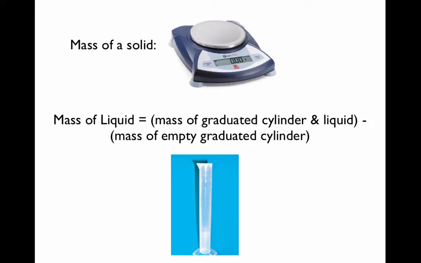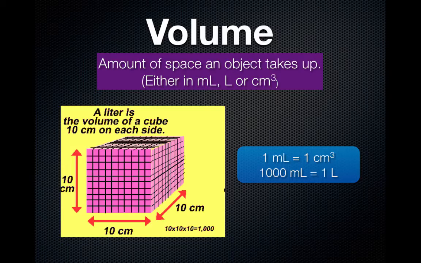So in this scenario, we're going to be using a graduated cylinder. You need to measure the mass of the empty graduated cylinder, and then you need to measure the mass of the graduated cylinder with the liquid. Then you would subtract the mass of the empty graduated cylinder from the mass of the graduated cylinder and the liquid. Next up, we've got volume.